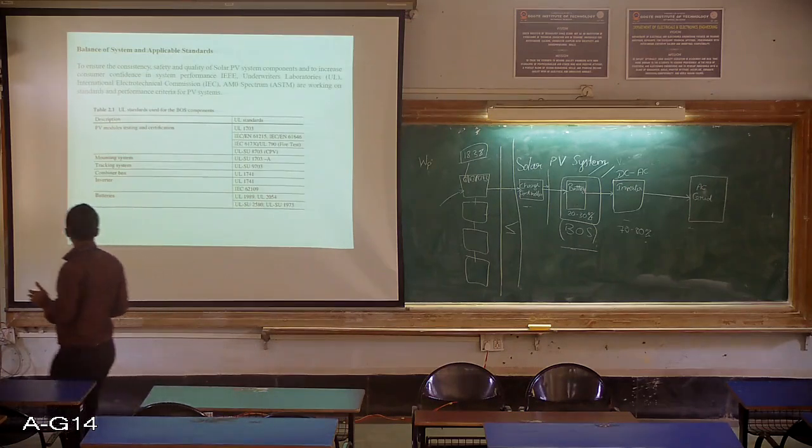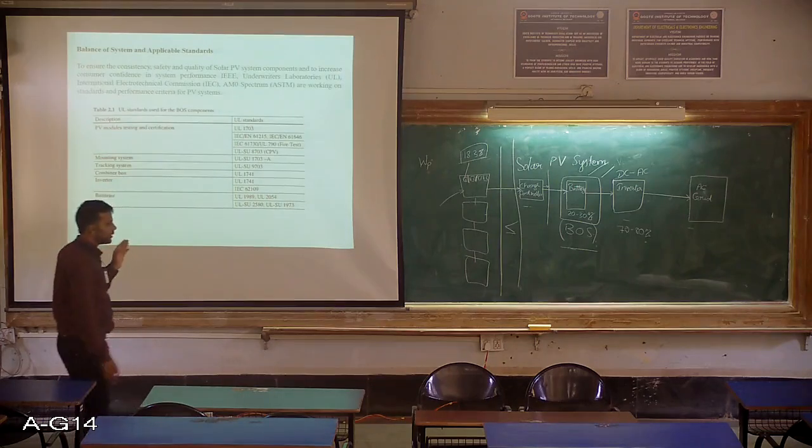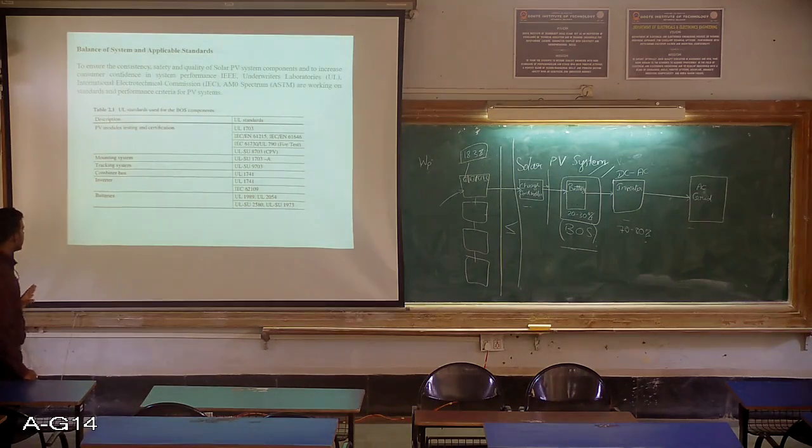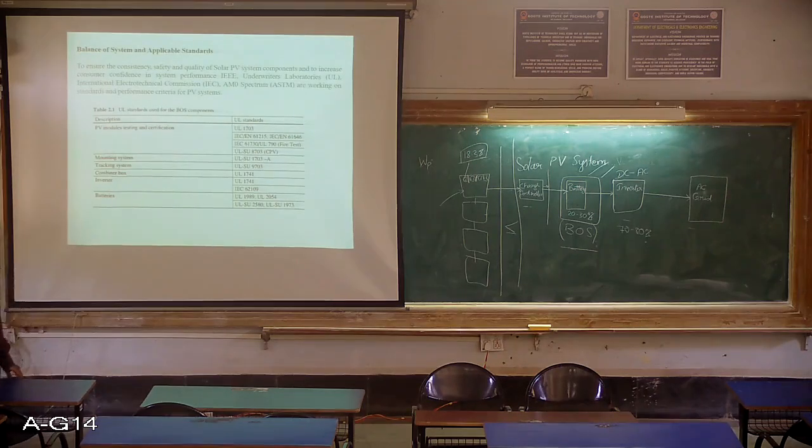Coming to this table, for PV module testing and certifications, we can cross check the certifications with the UL standard, that is UL 1703, or IEC standards 61215, 61646, 61730 and 60790, or the UL standard 8703. In total, 5 standards are there related to solar module testing and certification.